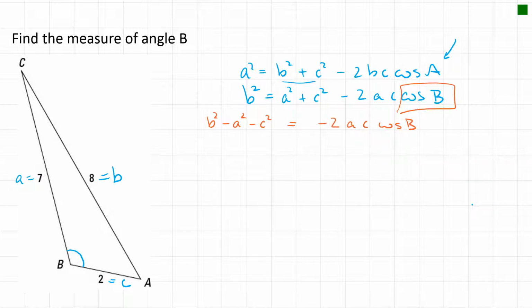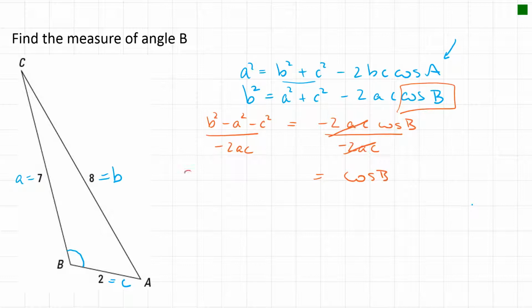Then the more you do it, the more familiar this will be. Then the next step is to divide both sides by negative 2ac. Cancels on the right, and I end up with the cosine of B. And now I'm going to plug in my numbers.